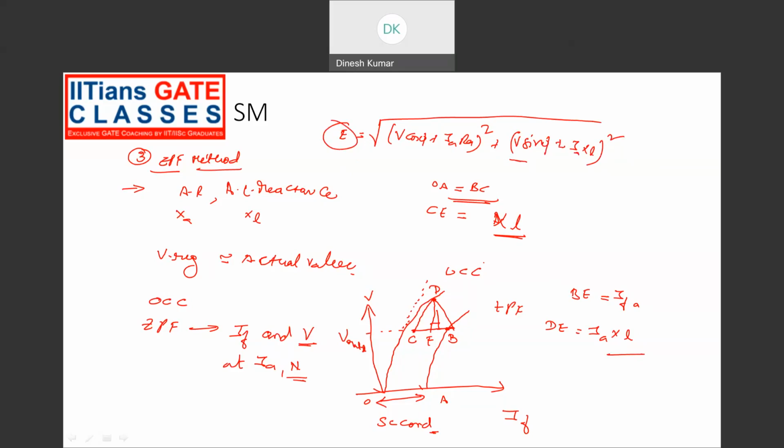Now find out, this is open circuit. Once we calculate E, then find out the field current corresponding to producing this induced voltage. Once we have that field current, we have to compute the resultant field current. So once we get the resultant field current, we use it to find the induced EMF from the OCC. So this method gives us the more accurate value of voltage regulation.